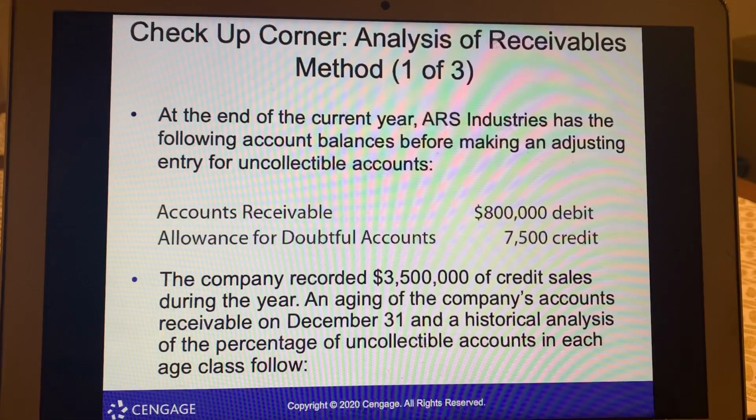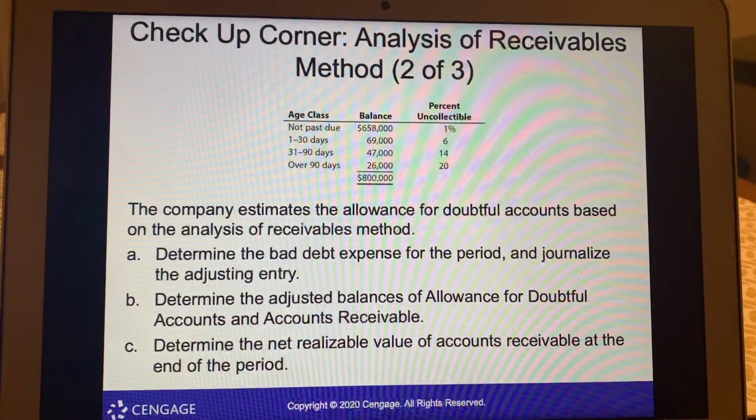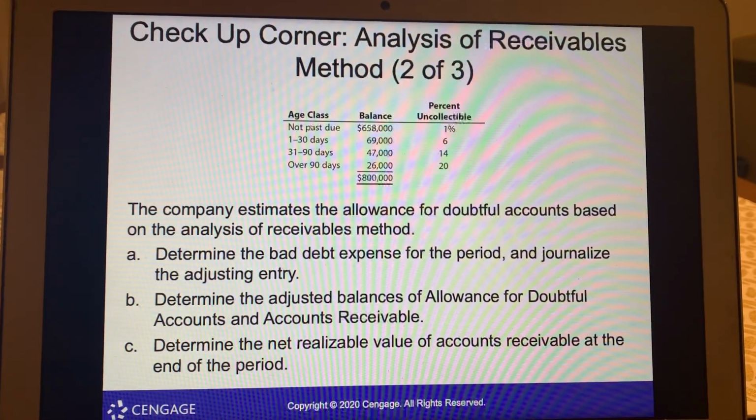So here's another example. Accounts receivable of 800,000 debited. Allowance for doubtful accounts is 7,500 for a credit. Okay, so the company recorded 3.5 million of credit sales during the year. So let's take a look at that. So here's what it looks like. Not past due is 658,000.